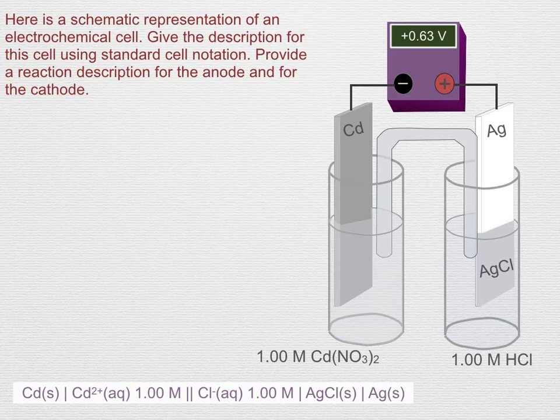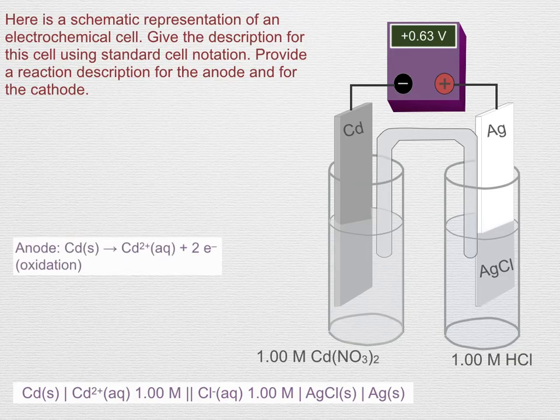A cadmium electrode has a phase boundary with a solution of 1 molar cadmium ions. A salt bridge separates that compartment from another containing chloride ions with a concentration of 1 molar. A phase boundary connects to a solid silver chloride phase, and another phase boundary connects to a solid silver electrode, which is the cathode. We know it's the cathode because the measured cell potential is positive and it is connected to the positive terminal. Here are the reactions at the 2 electrodes.